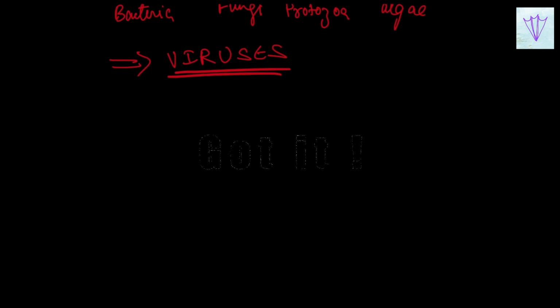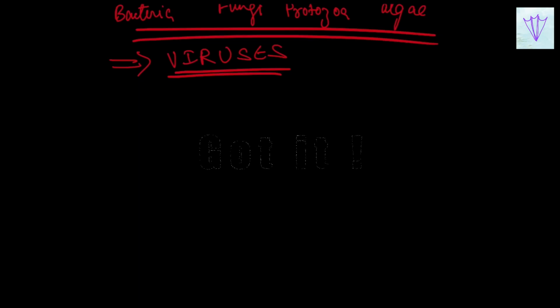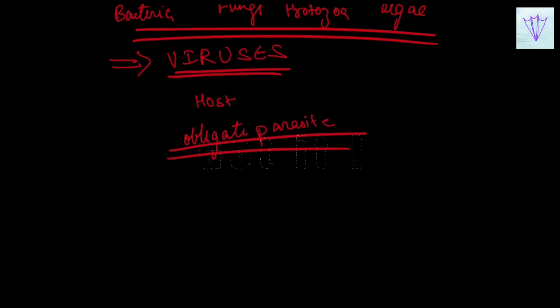Viruses are also microscopic, but they are different from the other microorganisms. They can only multiply themselves in the cells of living organisms, that is in the host, which may be a bacterium, plant, or an animal. Therefore, they are also called obligate parasites. That is, they cannot live outside the body of the host. They will definitely require a host for their survival.